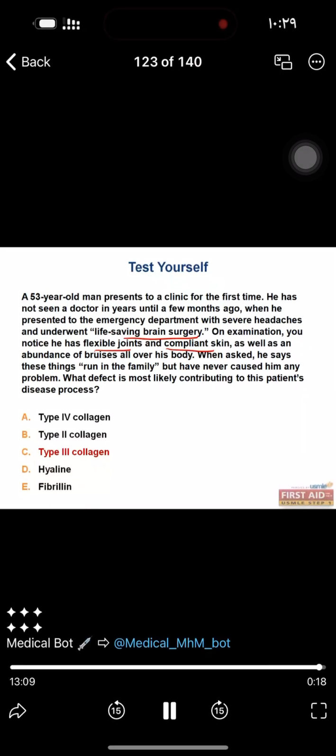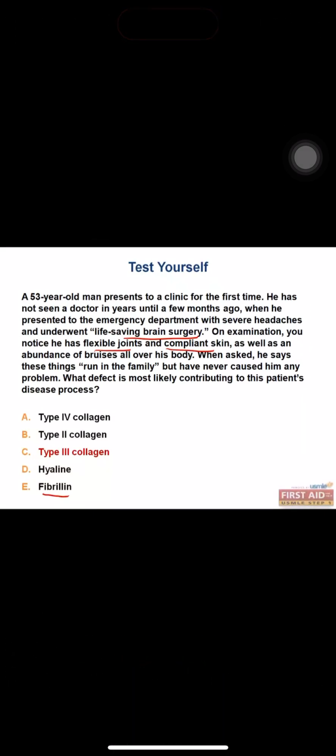Now, another noteworthy guess would be that he had Marfan syndrome, which is a defect in fibrillin, because that also comes with hypermobile joints and berry aneurysms, but you wouldn't see hyperextensible skin with Marfan, and they would also probably give some more Marfan-specific signs, like tall and thin with long, thin fingers.